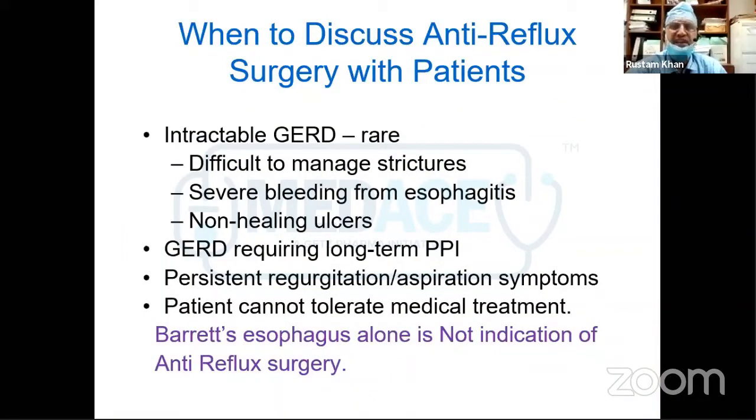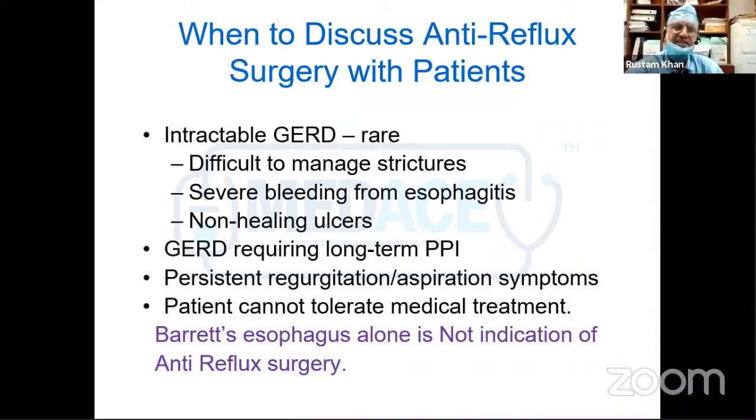When to discuss anti-reflux surgery with the patient? This is a very important question. We could keep on pouring in the medicine on and on and on, and very rarely we refer these patients for surgical assessment. When should you refer these patients for surgical evaluation? When the disease is intractable, when it doesn't respond to the treatment. Although this is a rare indication, you can consider it.